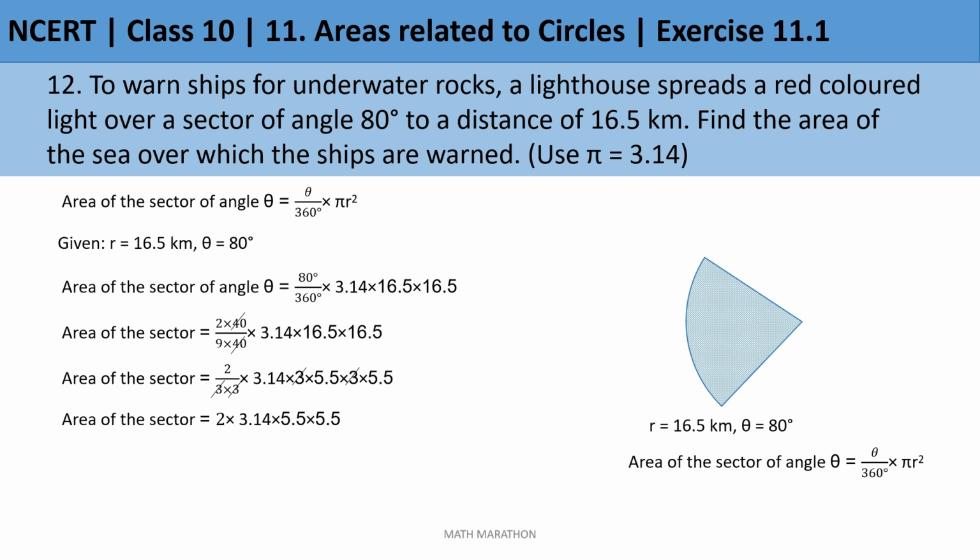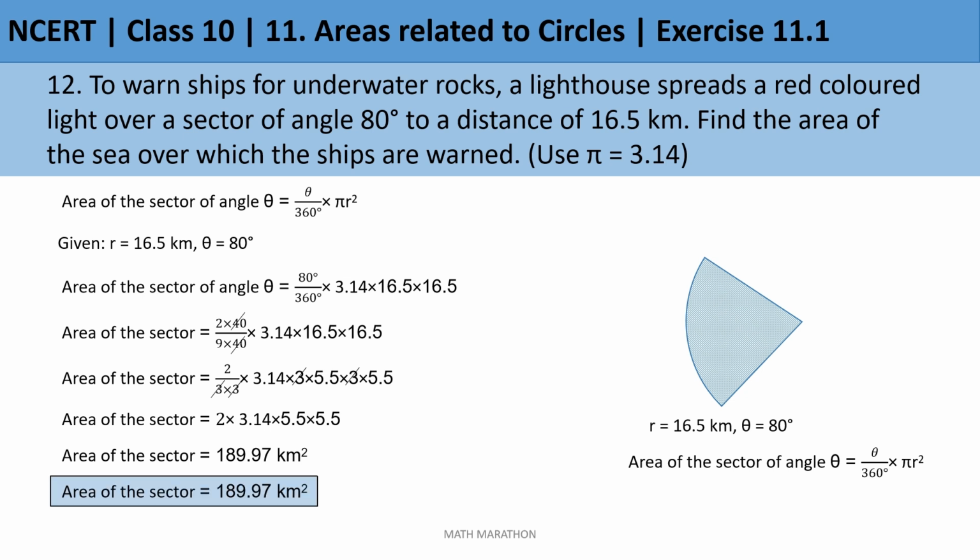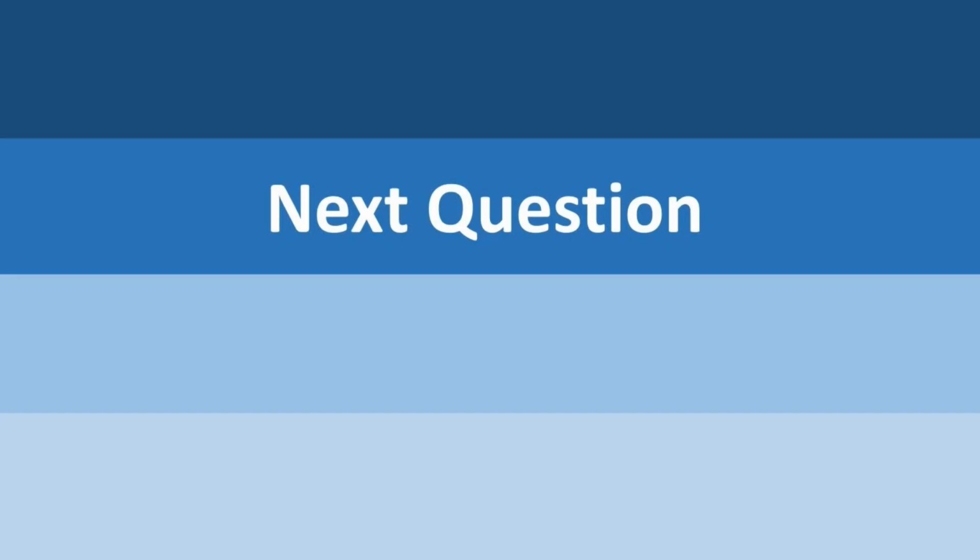Area of the sector is equal to 2 multiplied by 3.14 multiplied by 5.5 multiplied by 5.5. Area of the sector is equal to 189.97 kilometers square. Let us see next question.